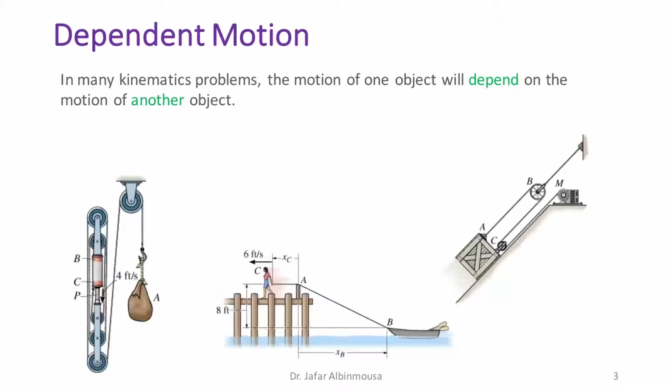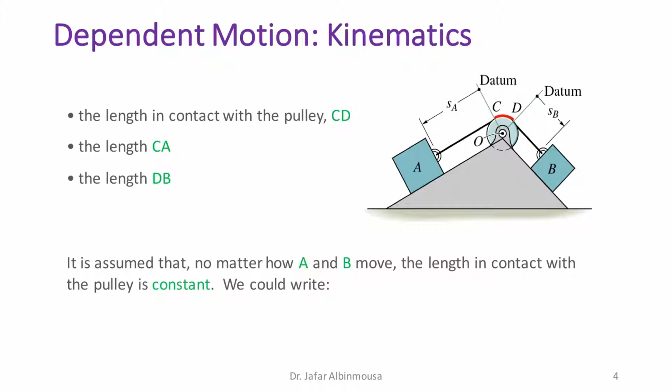In many kinematics problems, the motion of one object will depend on the motion of another object. As an example, if we look here, the motion of the boat over here will definitely depend on the motion of the person, because they are connected by a cable. Same here, the motion of this box will depend on the motion of the motor here, and so on. Now let's start establishing the kinematics of dependent motion.